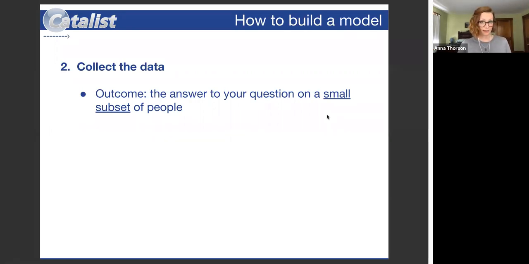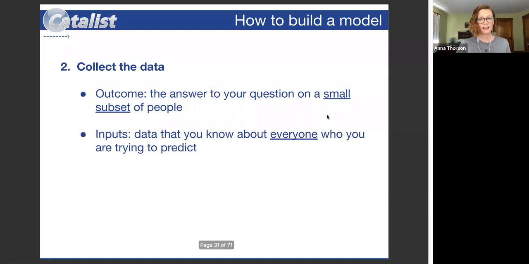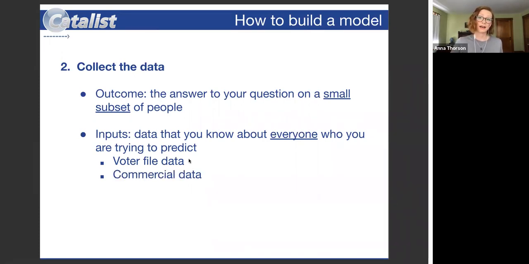The second part of modeling that you need for the data are the inputs. This is data that you know about everyone who you are trying to predict. This is going to be the known data that the model uses to predict the unknown, to predict the outcome. Examples of inputs: primarily voter file data. That's the basis of all the work that we do and all the work that most folks in the progressive space do. We also purchase commercial data that has information about people's consumer habits and other things about them that we append to the voter file.